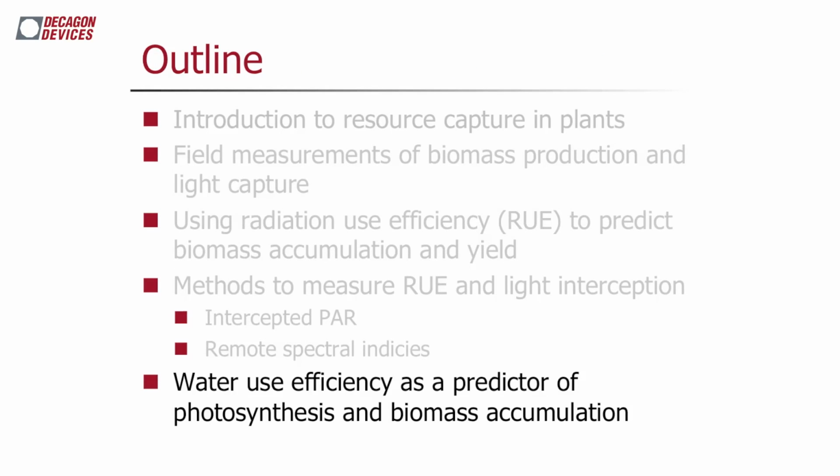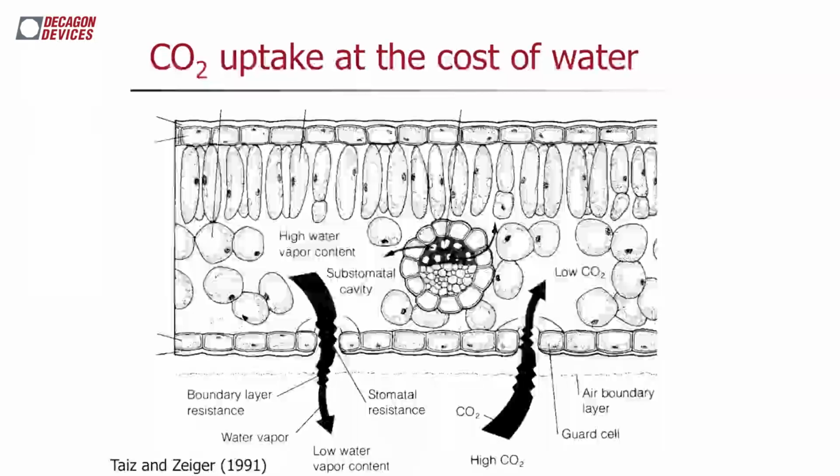So all this discussion of radiation use efficiency was fine when we had a well-watered crop and there were no nutrient deficiencies, but that doesn't happen all the time. Are there other methods for modeling this kind of stuff? Well, there is, and we can do that through water use efficiency as a predictor of photosynthesis and biomass accumulation. So let's look at some of the equations that we can work with that.